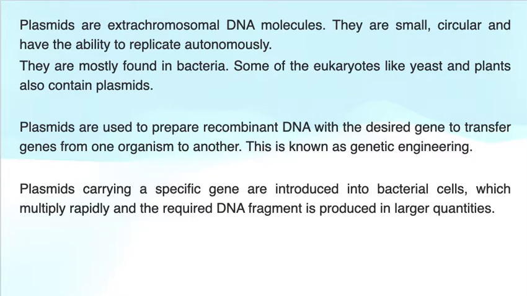What are plasmids? Plasmids are extrachromosomal DNA molecules. They are small, circular, and have the ability to replicate autonomously, independently. They are mostly found in bacteria. Some eukaryotic cells like yeast and plant cells also contain plasmids. Plasmids are also used to prepare recombinant DNA with the desired gene to transfer genes from one organism to another organism. This is known, in general, as genetic engineering. Plasmids carrying a specific gene are introduced into bacterial cells, which multiply rapidly, and the required DNA fragment is produced in larger quantities.